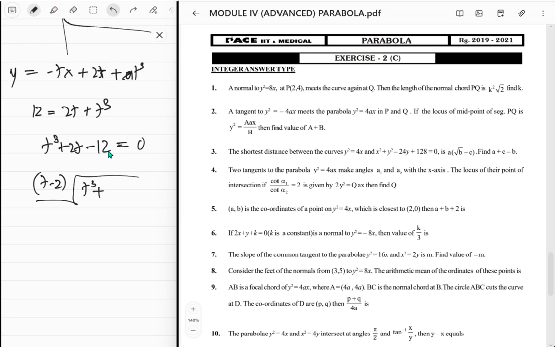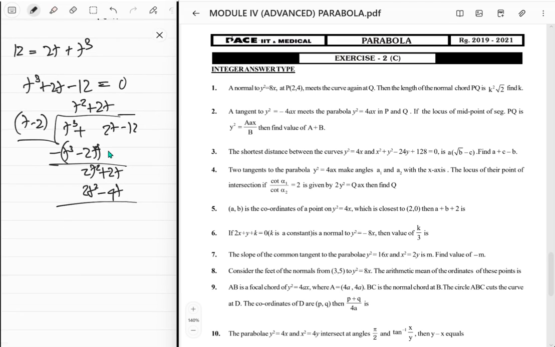There's no square term. Plus 2t minus 12. Let's do it, t squared. So minus t cube minus 2t squared. Subtract it out. You got 2t squared, and then you got plus 2t. So 2t squared minus 4t. Is that right? It's got to be, subtract it out. Yes, it's right. Okay, subtract this out.